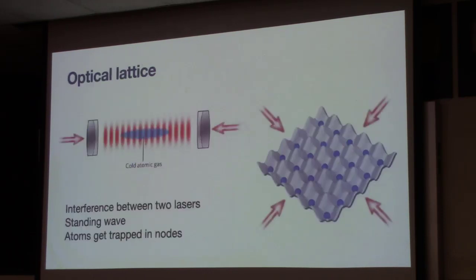So just to give a very brief explanation, the optical lattices are made by the interference between two lasers. So we shine light, and then this gets retroreflected, and we generate this periodic array. It's a standing wave, and the atoms get trapped in the nodes of the system. And then we can do it in 1D, or in 2D, or in 3D.